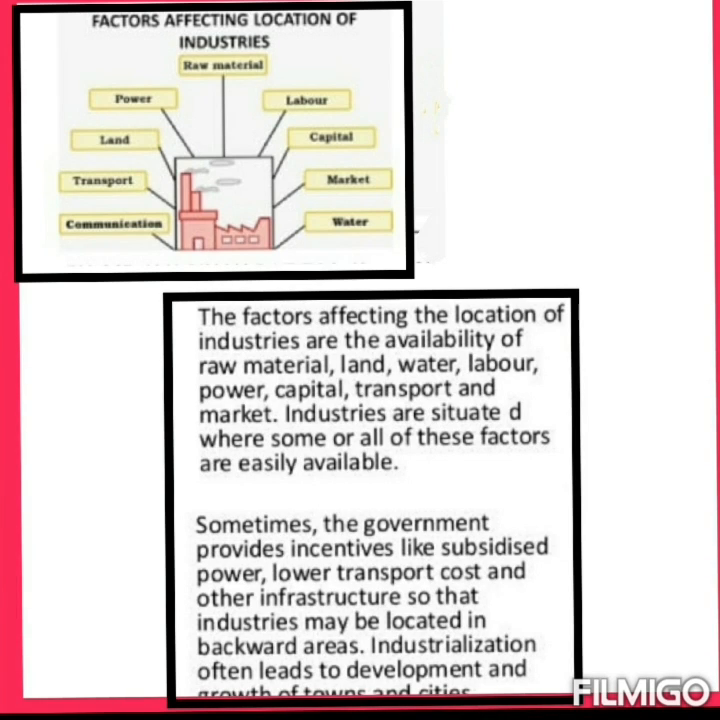The factors affecting the location of industries are the availability of raw material, land, water, labor, power, capital, transport, and market. Industries are situated where some or all of these factors are easily available. Sometimes the government provides incentives like subsidized power, lower transport costs, and other infrastructure so that industries may be located in backward areas. Industrialization often leads to development and growth of towns and cities.